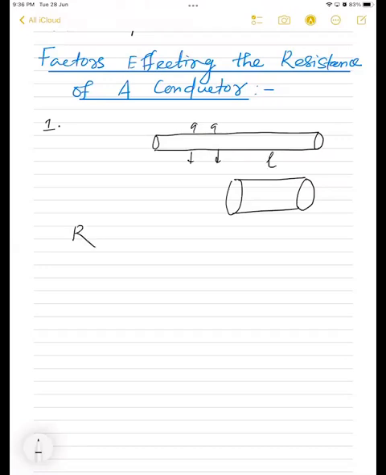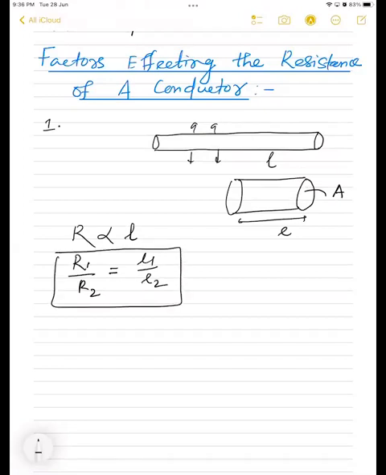Let this be the length of the conductor, and this is the area of cross section, and this is the length. More the length, more the resistance, correct? So in some numericals you can also write R1 by R2 is equal to L1 by L2. We'll see all the applications one by one. You'll be getting questions on that.